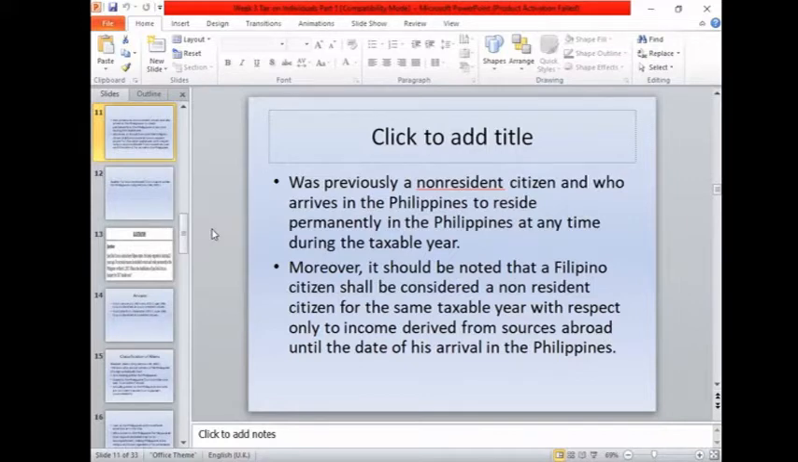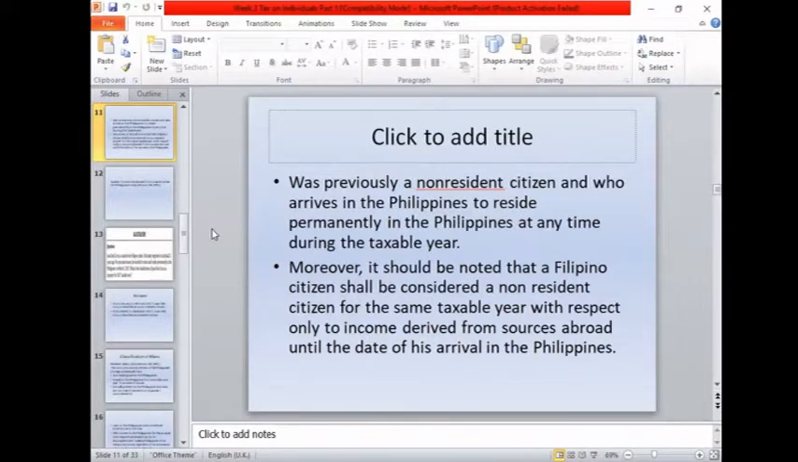So during the taxable year of 2021, from January to September, you are a non-resident citizen. From October to December of 2021, you are now a resident citizen. So that's the rule. If you're going to change your status from non-resident citizen to resident citizen, it will take effect upon the arrival here in the Philippines.